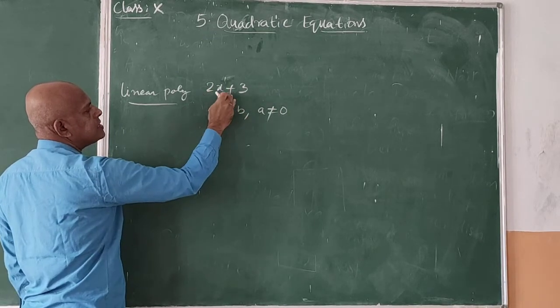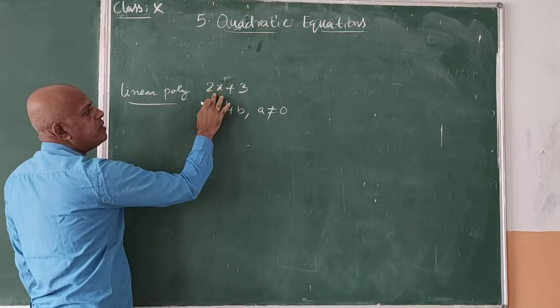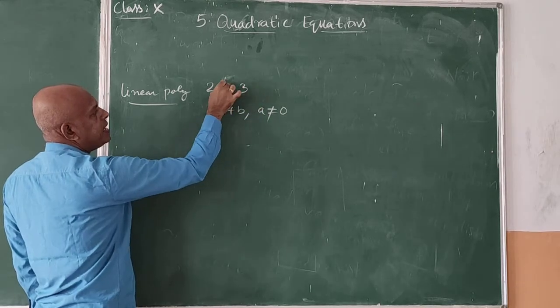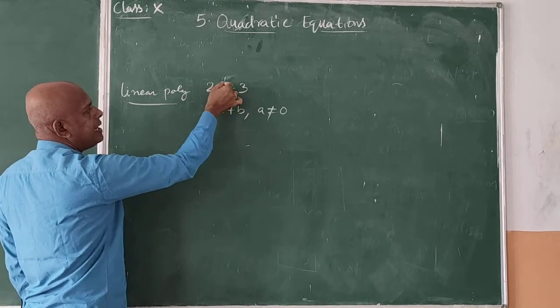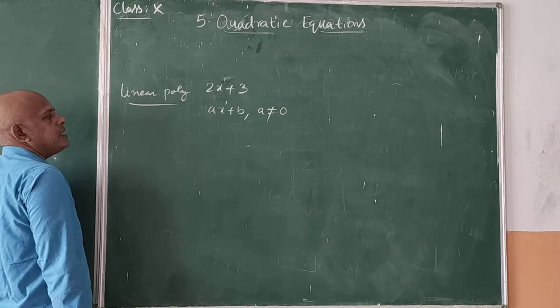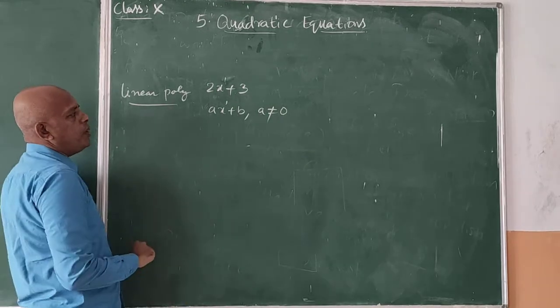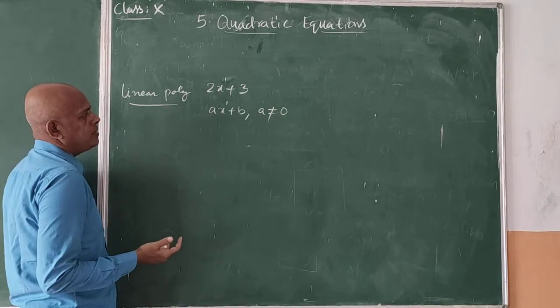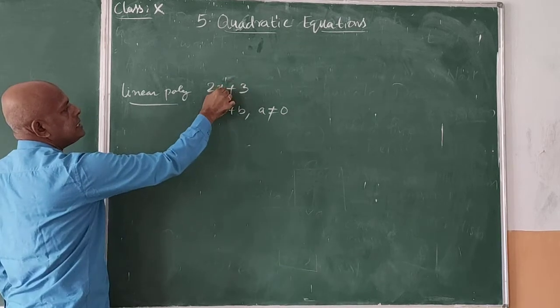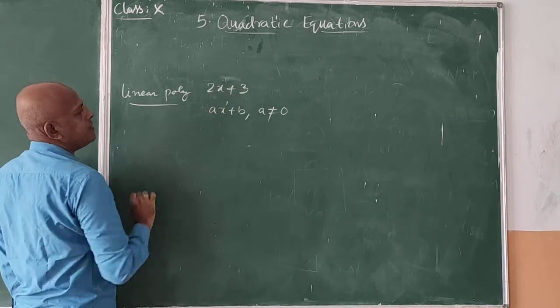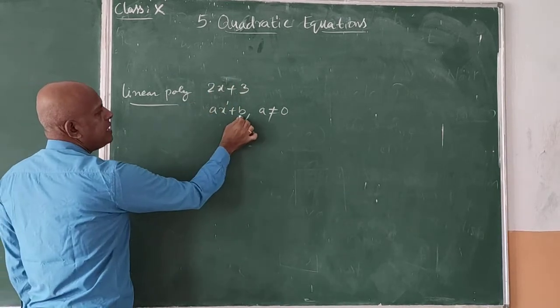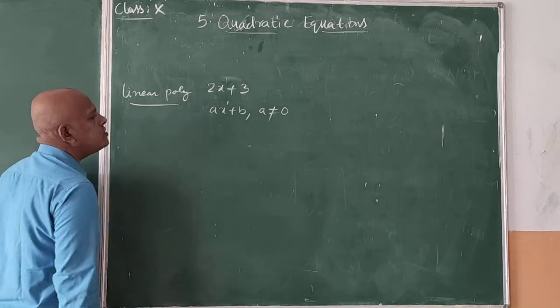Here there are two terms. This is a variable term, and this is a constant term. The variable term's degree is 1, so the total polynomial degree is also 1, as you already learned about the degree of a term and degree of a polynomial in the polynomial topic. So directly I am saying this is a linear polynomial because the degree is 1, and the general form is ax plus b, with a not equal to 0.